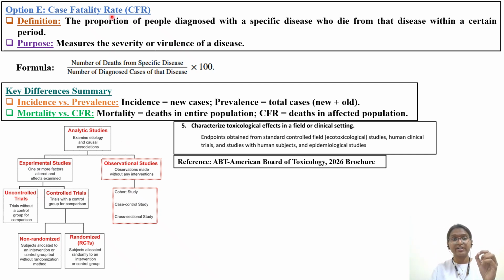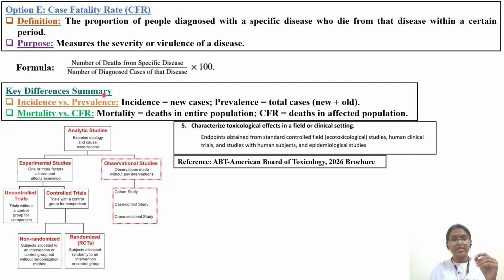And last one is case fatality rate, the proportion of people diagnosed with a specific disease who die from the disease within a certain period. For example, in 1 year or last 2 years or last 3 years. It measures the severity or virulence of a disease, particularly in the case of viral diseases, for example MRSA or COVID disease. So, number of deaths from the specific disease by number of diagnosed cases of that particular disease. As I told you, whoever gets the contamination, who is diagnosed, might not end up with death. He might still be in a morbid condition or recovery stage.